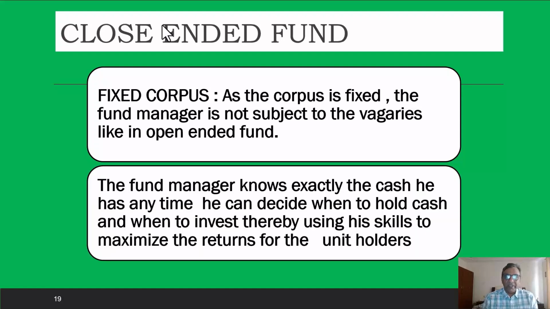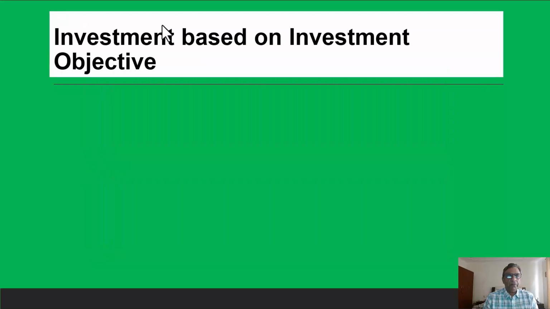So the fund manager knows exactly the cash he has at any time. He can decide when to hold cash and when to invest, thereby using his skills to maximize the returns for the unit holders. So he has an advantage here compared to the open-ended fund, because he knows how much he can invest. He can almost invest 100% of the money into various kinds of securities, and the money is always at work. 100% of the money is always at work, whereas in open-ended funds, only a certain portion of the money is at work, because the money has to be kept in cash for meeting redemptions.